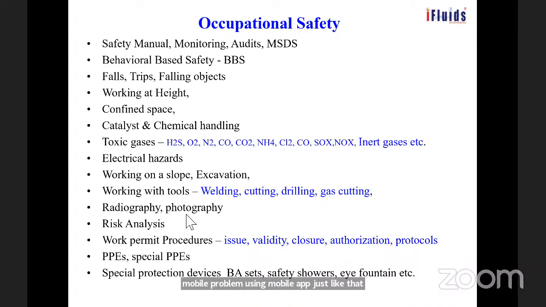And risk analysis, work permit procedures: issue, validity, closure, authorization, protocols, etc. All these things are strictly monitored. Plus PPE, personal protective equipment, like hand gloves, safety helmet, safety shoes, and all those things. And there are some special protective equipments which are kept in the unit for when there is a necessity. That time they use them.